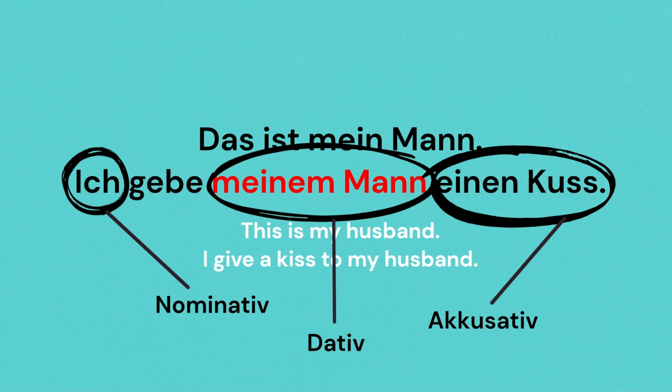In this case, we use meinem because the article for Mann is der. This will change whenever we have a different dative object, that is, a feminine, a neutral, or plural. Let's look at a few more examples to understand this better.